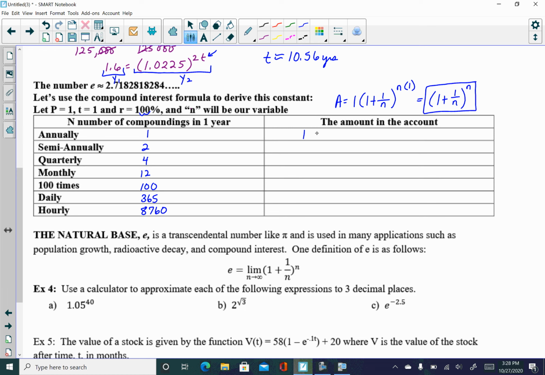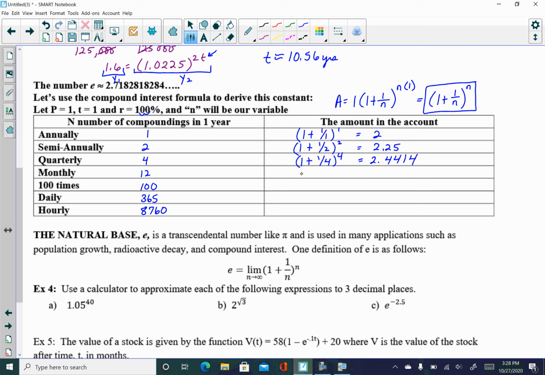So for the first case, 1 plus 1 over 1 raised to the first power, or 2 to the first power, which will just be 2. Okay, let's go semi-annually. So 1 plus 1 over 2 raised to the 2. You would put that in your calculator. You should land at 2.25. The next one, 1 plus 1 over 4 raised to the 4th.